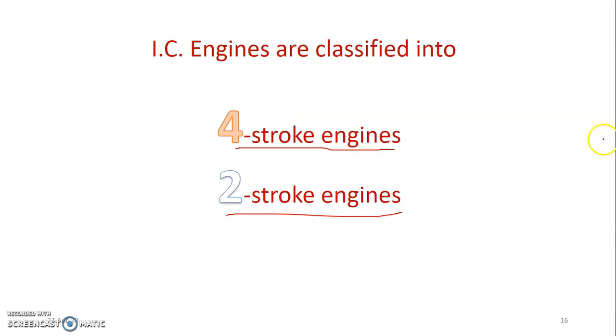But the generally used classification of internal combustion engines is four stroke engines and two stroke engines, which is based on the number of strokes. Here we'll discuss what a four stroke engine is, how it works, and what a two stroke engine is and how it works.